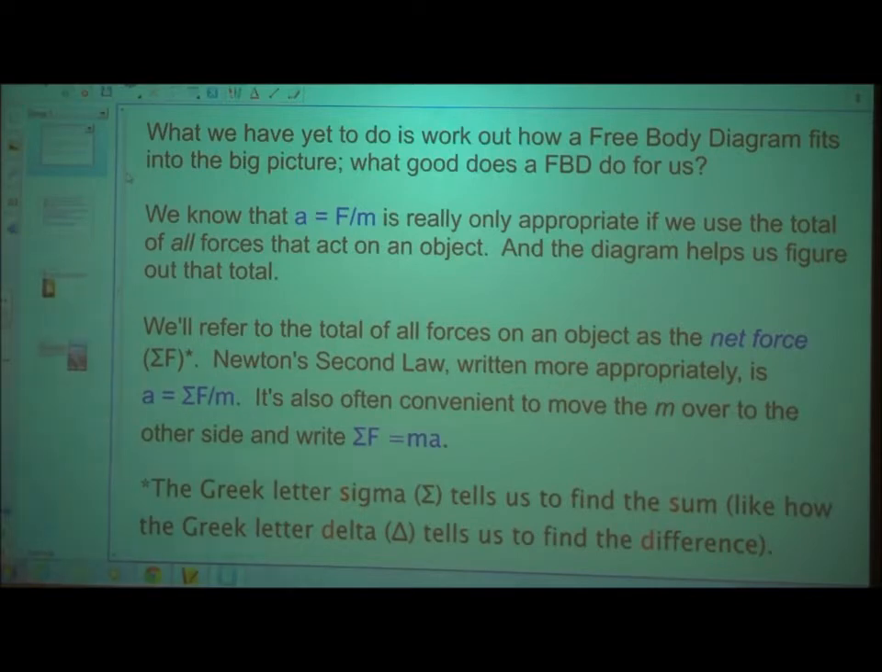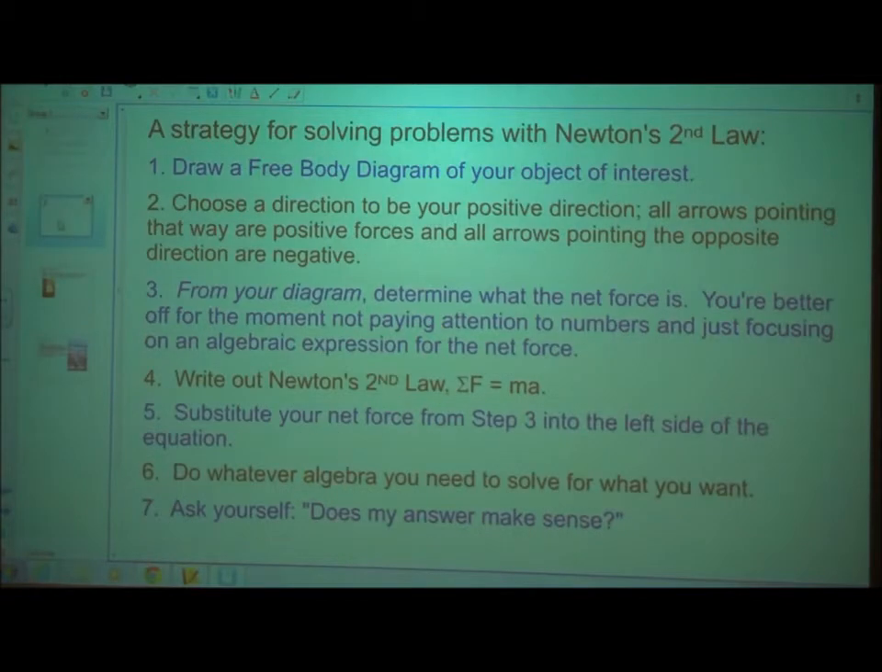Let's look at the step-by-step process that we're going to be using here to solve these problems. We'll be going back and forth from this slide as we actually solve a problem, but the first thing, as you can see, that we need to do to solve a problem with Newton's second law is draw a free body diagram of the object of interest.